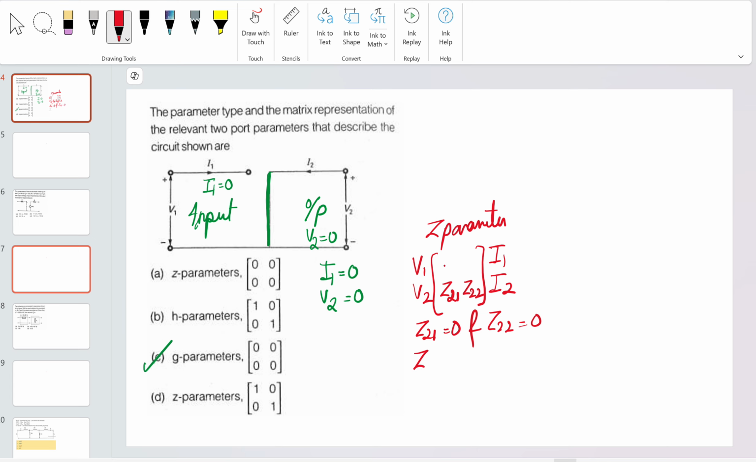And what about Z11 and Z12? Z11 will come out to be infinite, because I1 was 0. So option D and option A will be ruled out.